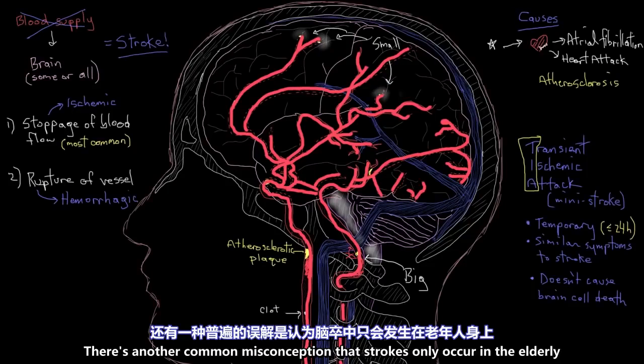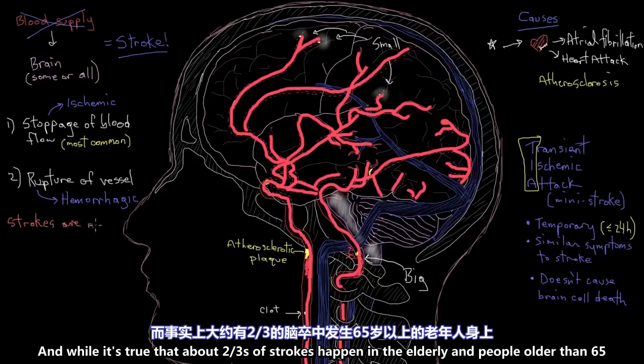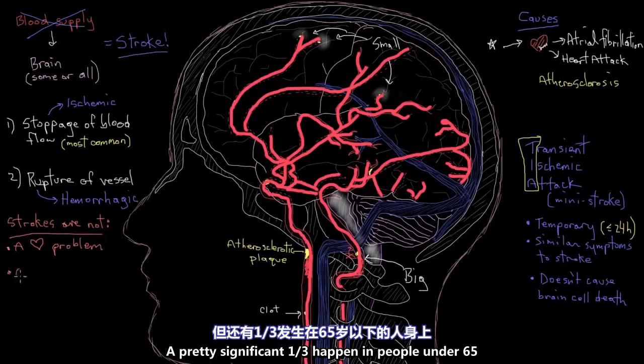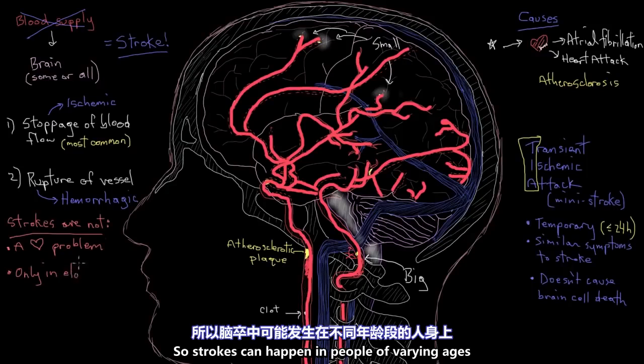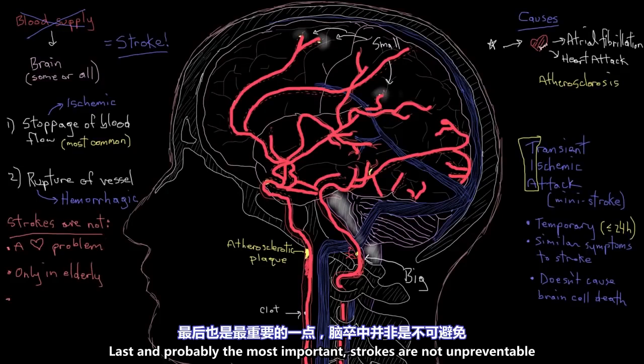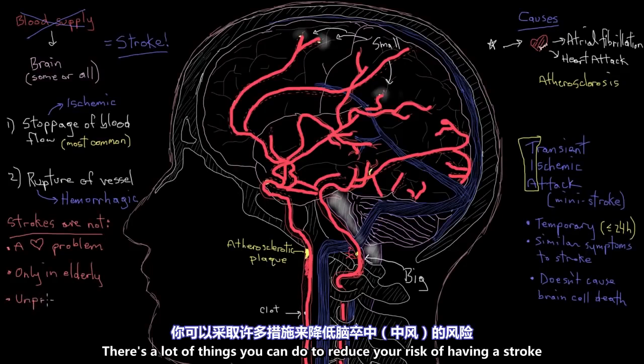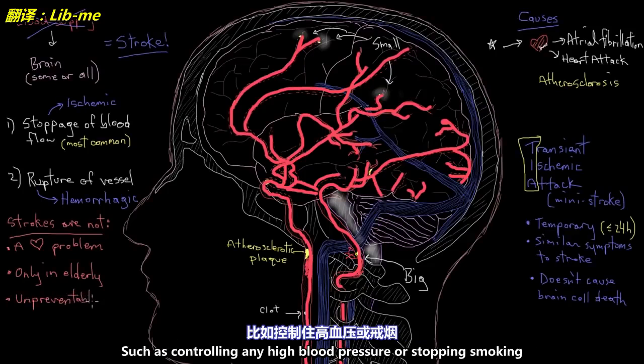There's another common misconception that strokes only occur in the elderly. And while it's true that about 2/3 of strokes happen in the elderly, in people older than 65, a pretty significant 1/3 happen in people under 65. So strokes can happen in people of varying ages. Last, and probably the most important, strokes are not unpreventable. There's a lot of things you can do to reduce your risk of having a stroke, such as controlling any high blood pressure or stopping smoking.